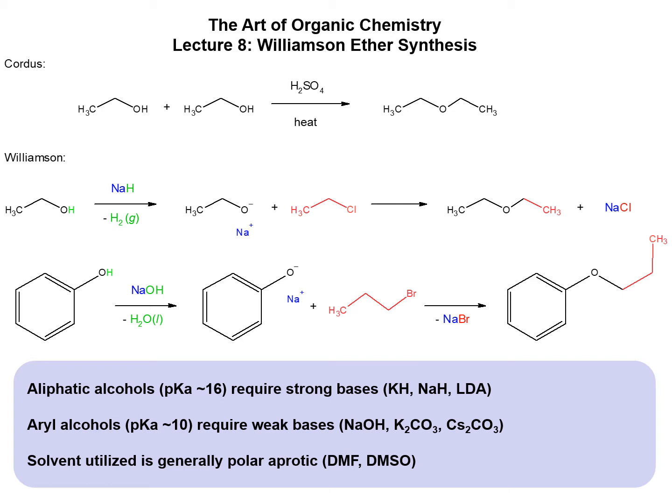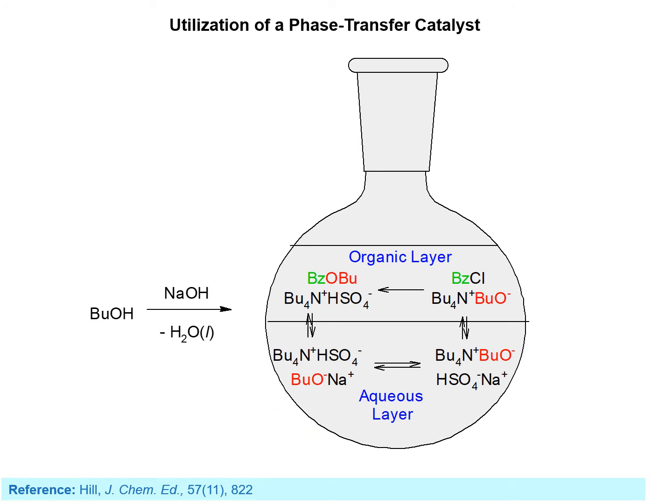The solvents utilized are generally polar aprotic solvents, such as DMF or DMSO. This avoids the dehydrohalogenation that leads to undesired side products. You can also utilize a phase transfer catalyst in this reaction.